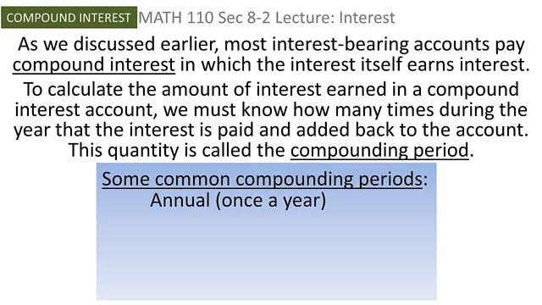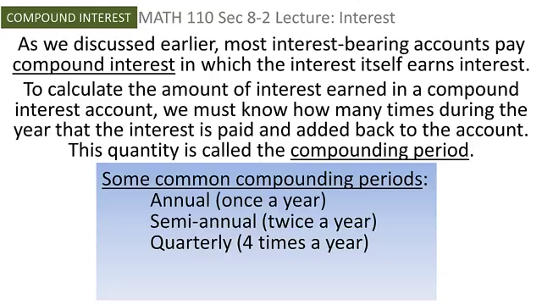Now, some typical compounding periods. Annual compounding means the interest is only paid once a year. Semi-annual compounding means the interest is paid twice a year, every 6 months. It goes back into the account every 6 months. Quarterly interest is paid 4 times a year. Once every 3 months, the account will pay interest back into the account, and that interest at that point will begin earning interest itself. Monthly interest is once a month. Obviously, that's 12 times a year.